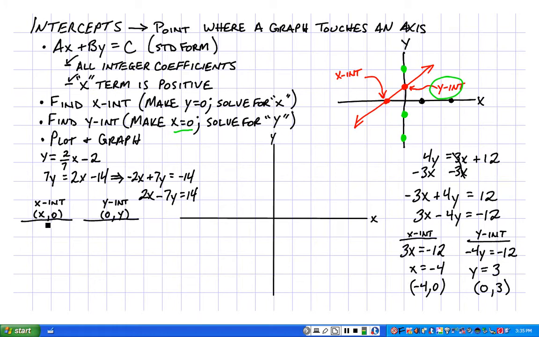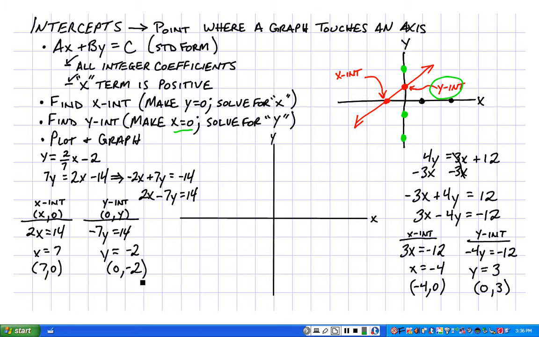To find the x-intercept, I make y 0. Okay, so that would give me 2x equals 14. X would equal 7, so 7, 0. And to find my y-intercept, I have to make x equal 0. X would be 0, so if x is 0, I end up with a negative 7y equals 14. And in that case, y would be a negative 2. So 0, negative 2 would be my y-intercept.